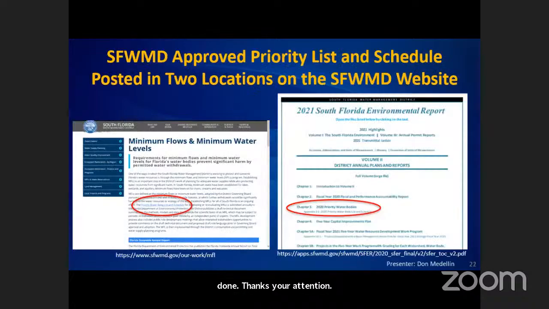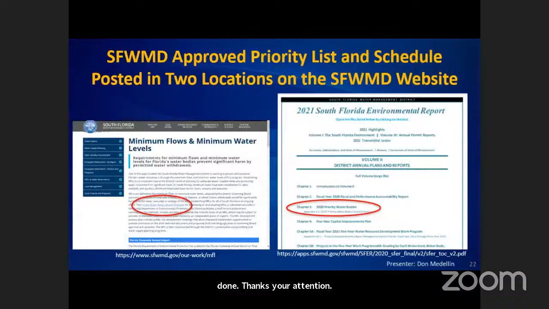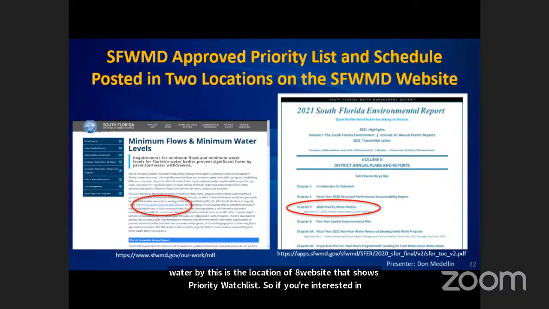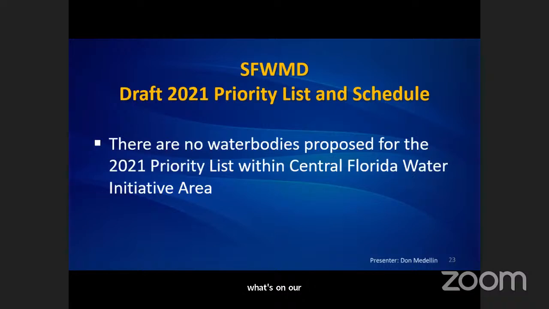For South Florida Water Management, we do not have any water bodies. This is the location of the website that shows the priority water body list. So if you're interested in seeing what's on a priority list outside of CFWI, because there are no water bodies proposed for the 2021 list within the Central Florida Water Initiative.